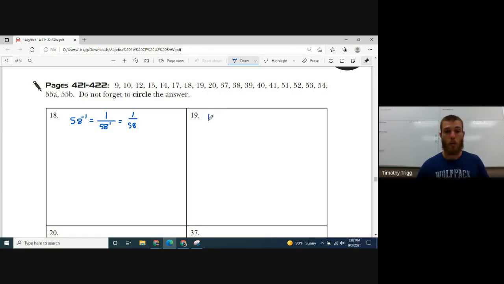19. 1.5 to the power of -2. Again, that makes 1 over 1.5 squared. Now 1.5 squared means 1.5 times 1.5, which gives you 2.25. So 1 over 2.25.